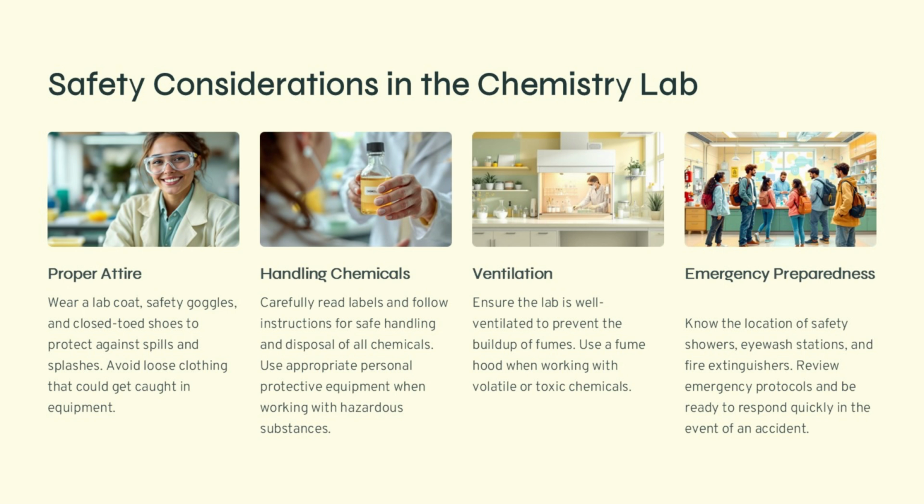When handling chemicals, carefully read the labels and follow the instructions for safe handling and disposal. Use the appropriate personal protective equipment, like gloves or a face mask, when working with hazardous substances. Ensure the lab is well ventilated to prevent the buildup of fumes. Use a fume hood when working with volatile or toxic chemicals.